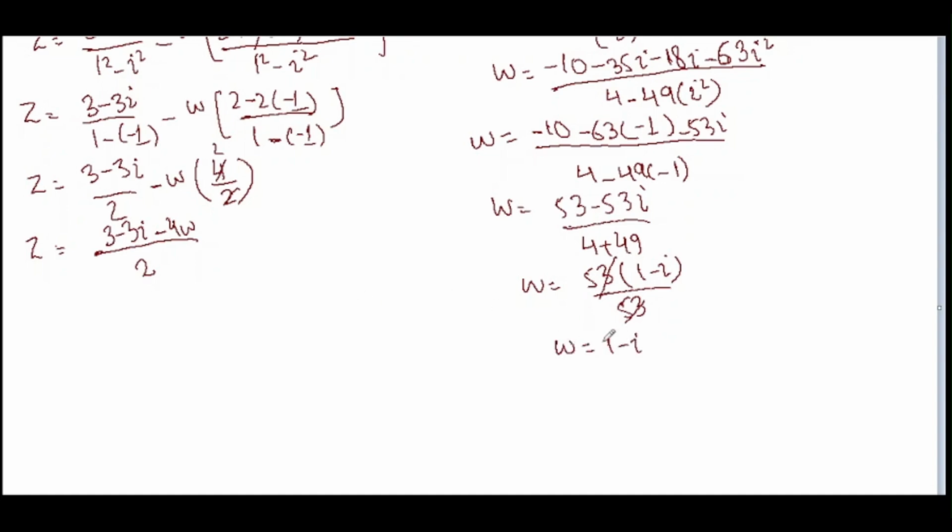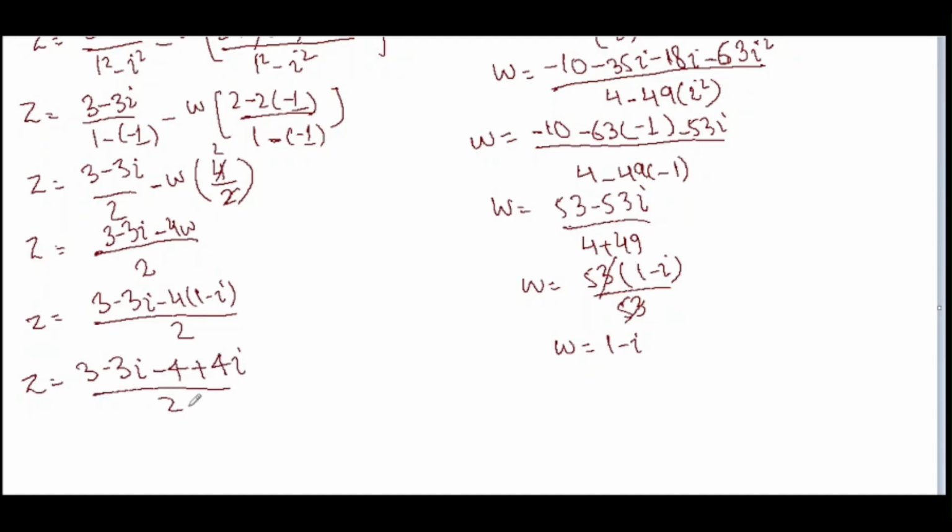Now we are going to put this value of w over here. So we get z equals (3 - 3i - 4 into (1 - i)), this is the value of w, and whole divided by 2. So z equals (3 - 3i - 4 + 4i) whole divided by 2. So 3 minus 4 gives us minus 1. Minus 3 plus 4 gives us plus iota, whole divided by 2. So z is equal to (-1 + i)/2. So here we can see that this is the value of z.